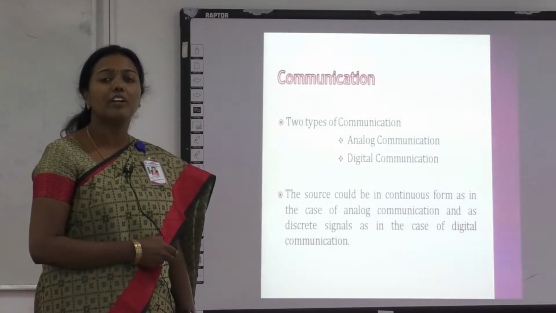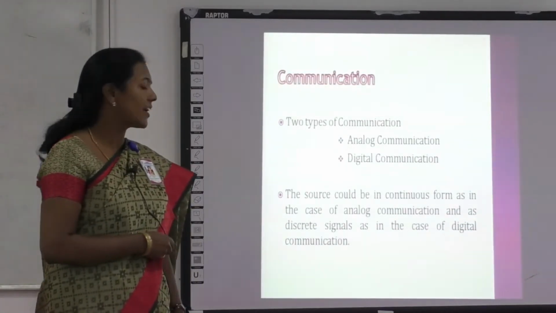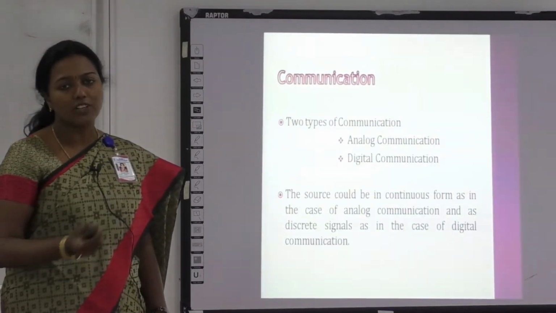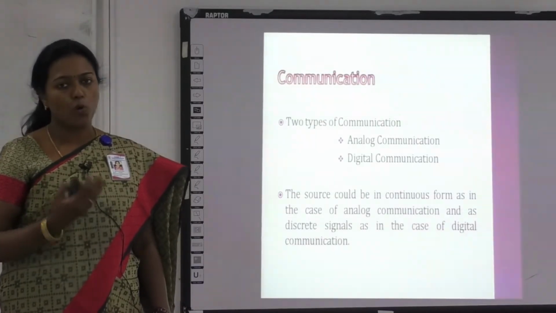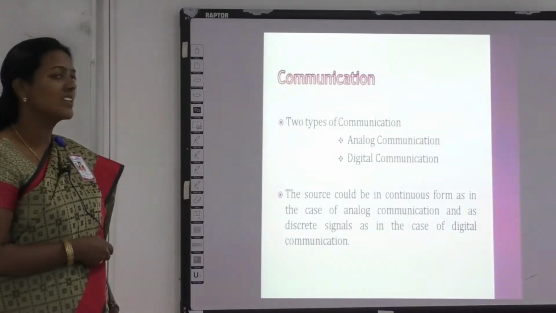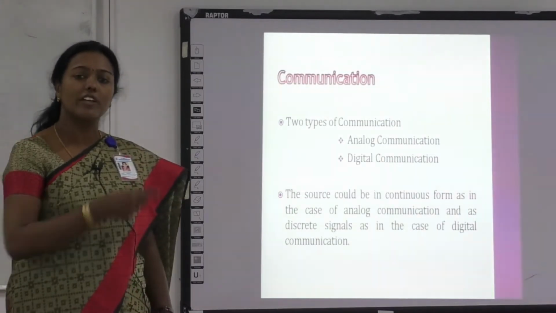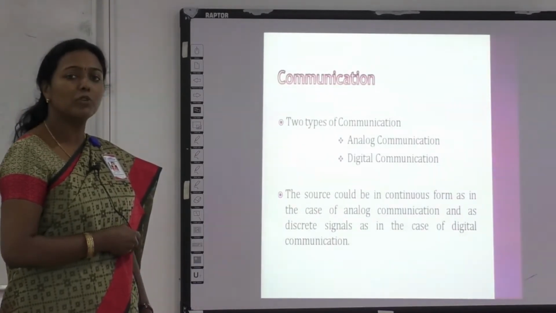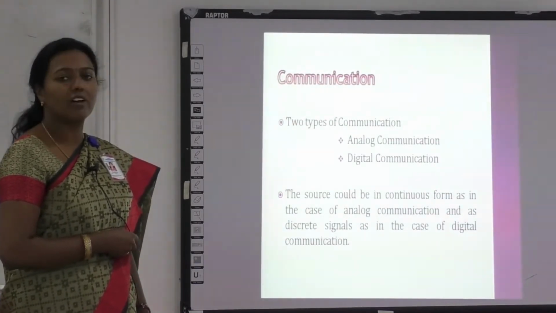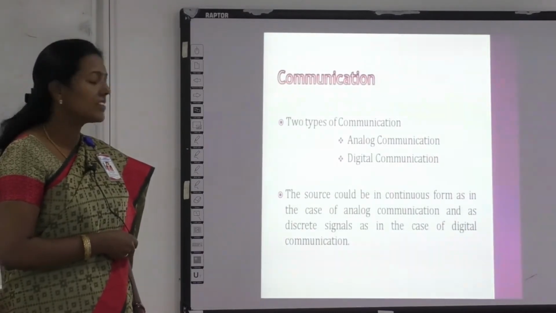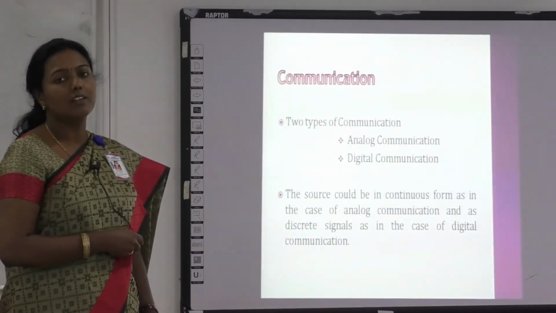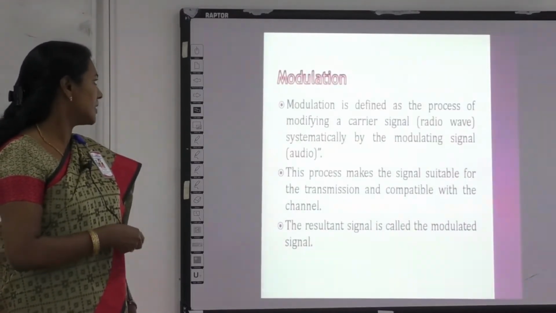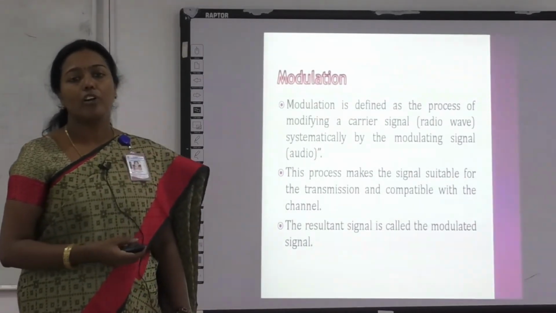Basically, there are two different types of communication. One is analog communication, another one is digital communication. In analog communication, analog signals are transmitted, but in digital communication, digital signals are transmitted. The sources of information are either analog or digital. Analog signals are nothing but signals which vary with respect to time. So those signals are called analog signals, and these signals will be communicated through long distances with the help of analog communication. But in digital communication, digital signals like ones and zeros are transmitted, communicated and received.